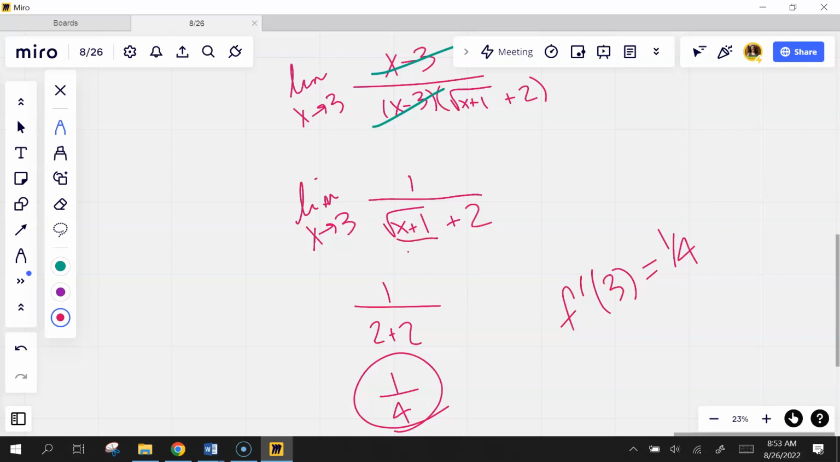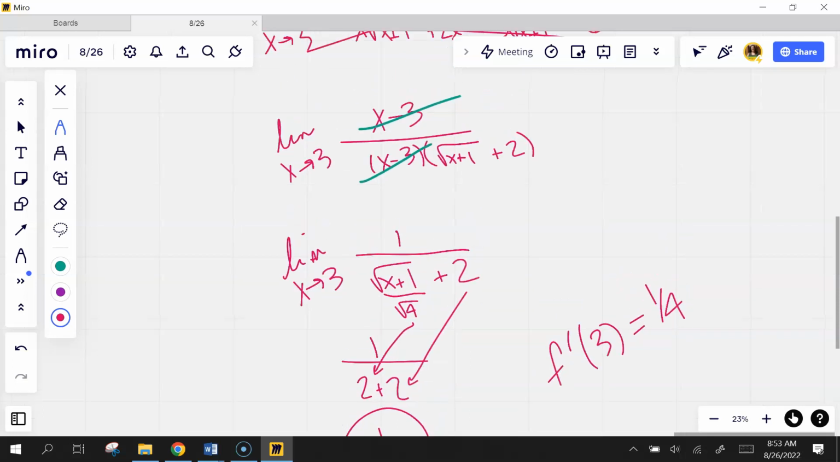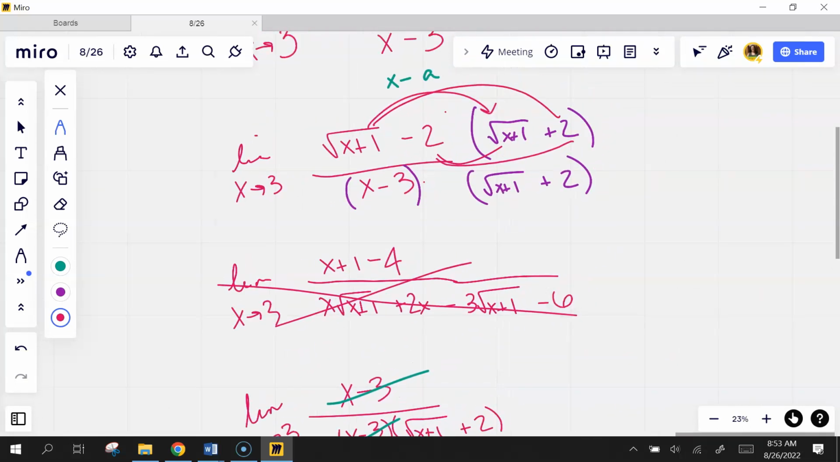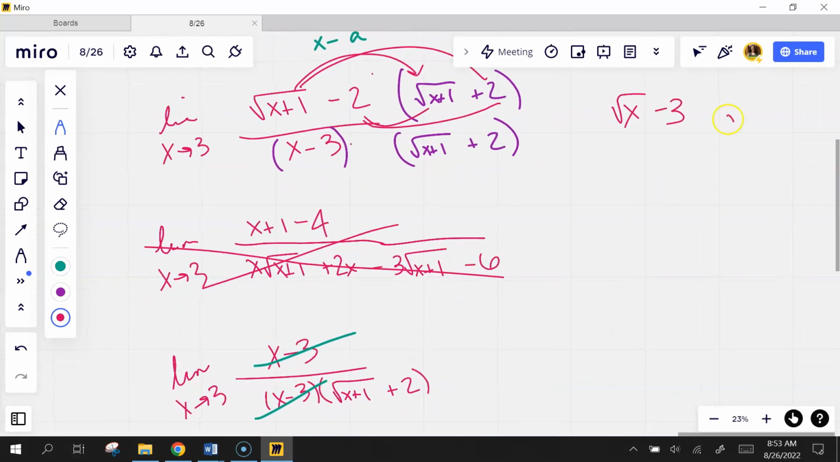I plugged in 3 here, so the square root of 4 is 2. Oh, because I was trying to get rid of the radicals on top, hoping for a linear factor. And conjugates, when you multiply conjugates together, those radicals cancel out. Conjugates are whenever you just change the middle sign. So if you had like the square root of x minus 3, to get rid of the radical, you could multiply by the square root of x plus 3, and it would eliminate that radical.